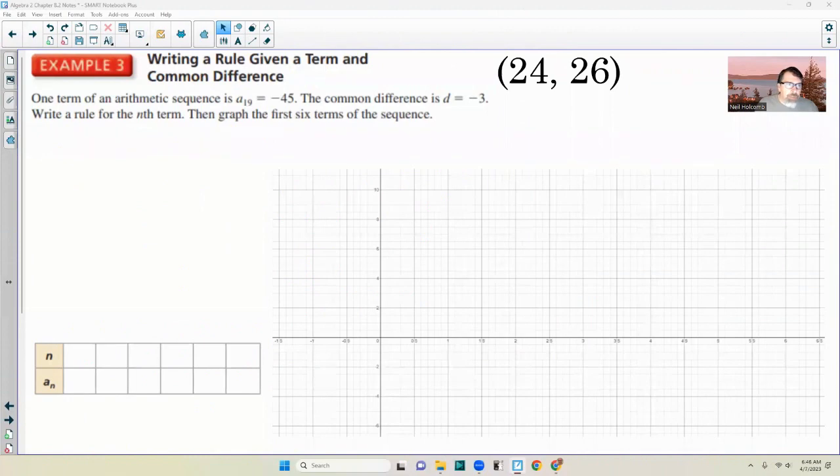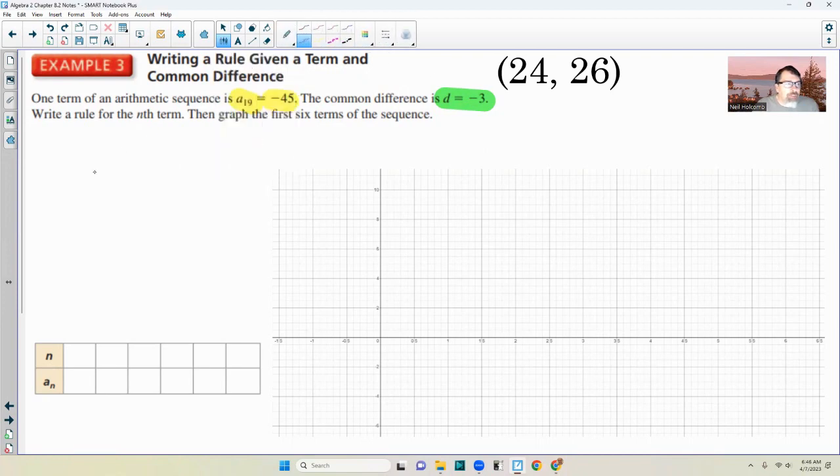Okay, example 3 is writing a rule given a term and a common difference. So here we don't have a list of numbers. They just gave us one of the terms and d. Okay, so one of the terms of the arithmetic sequence is a sub 19. a sub 19 equals 45, and the common difference d is negative 3. So we're given a sub 19 and we're given d.